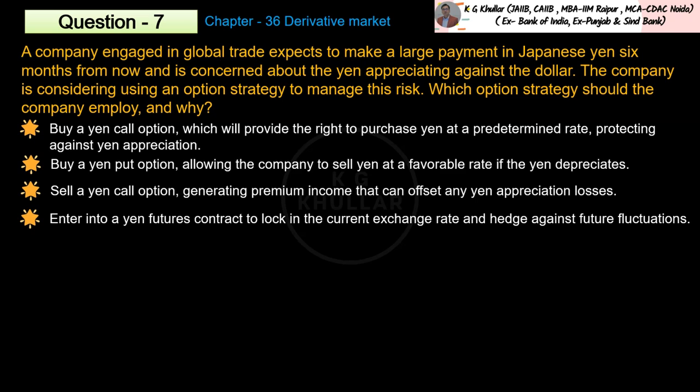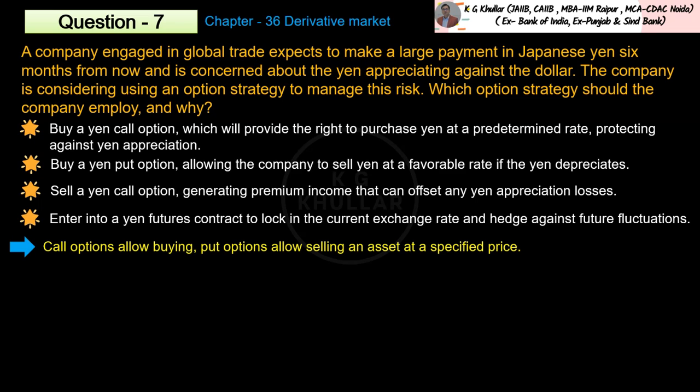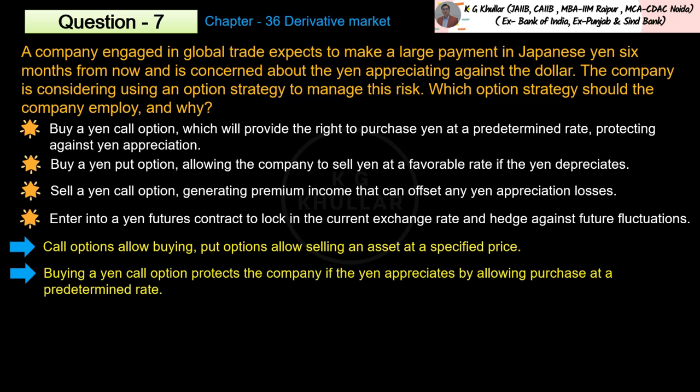against the future fluctuations. Now friends, please note, call options give the holder the right but not the obligation to buy the underlying asset at a specified strike price before the option expires. On the other hand, put options provide the right to sell the asset at a predetermined price. Now both options are used for hedging or speculative purposes, offering different strategies depending upon whether the expectation is for price rise or fall.